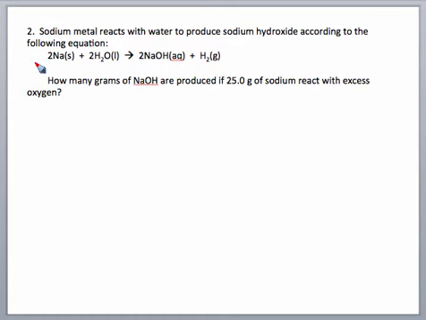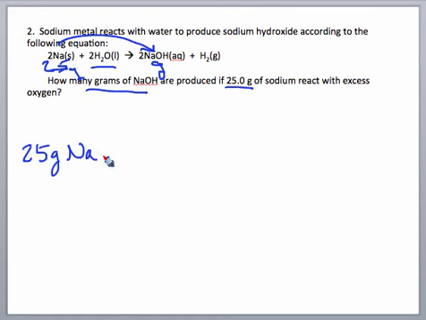so the next one is a basic stoichiometry problem. We have our reaction. We're looking for grams of NaOH, and we are starting with 25 grams of sodium. So we are going from here to here. Now this is your basic stoichiometry problem. So start with the given, 25 grams sodium.